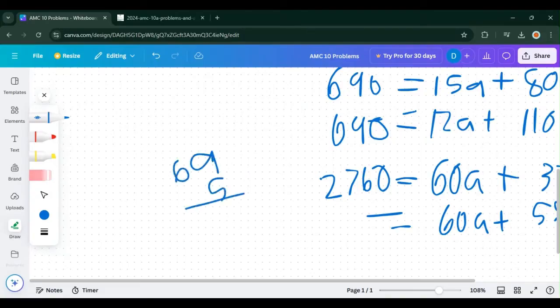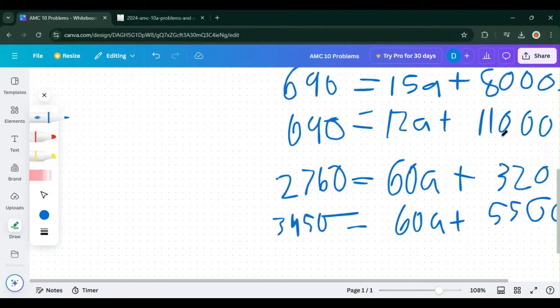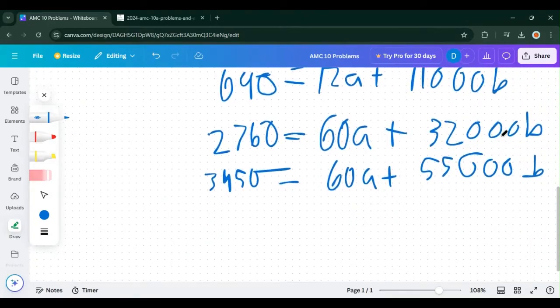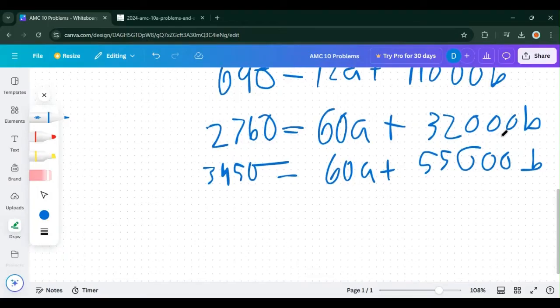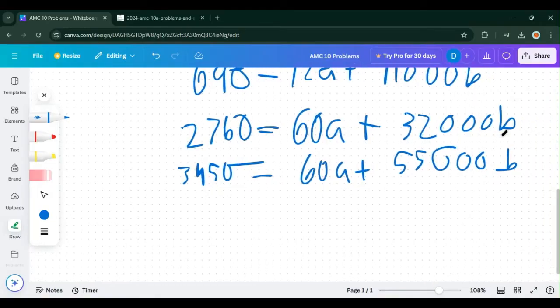69 times 5, 4, 30, 34. Okay. So 34, 50. Okay, as you see here, we eliminate A, so we can subtract the second equation by the first. Yeah, we can start with the first equation by the second. So anyways, we subtract this, and then we get that.